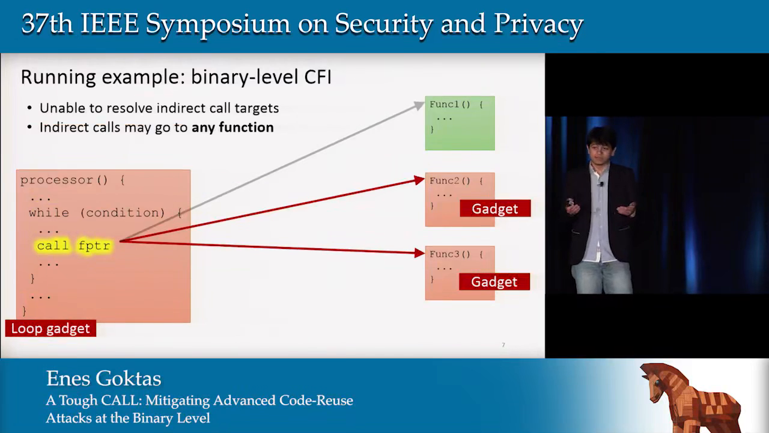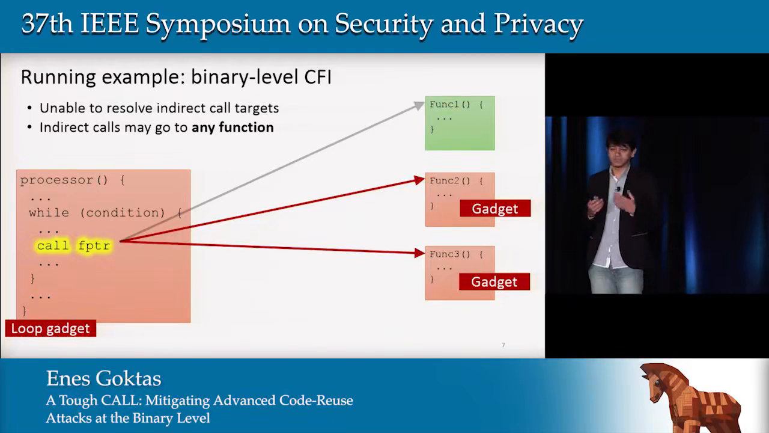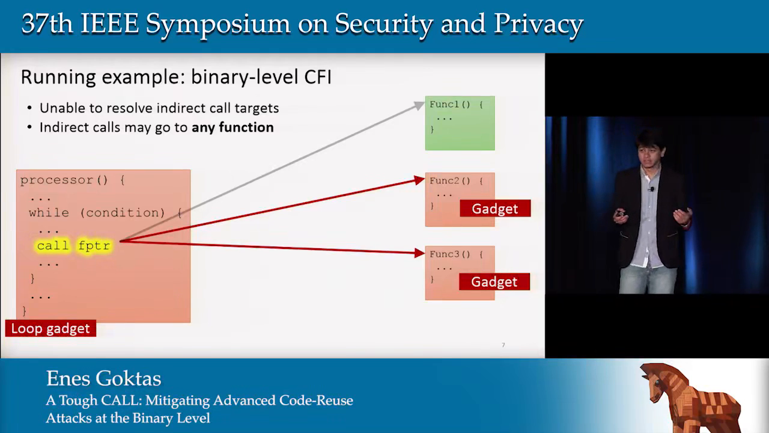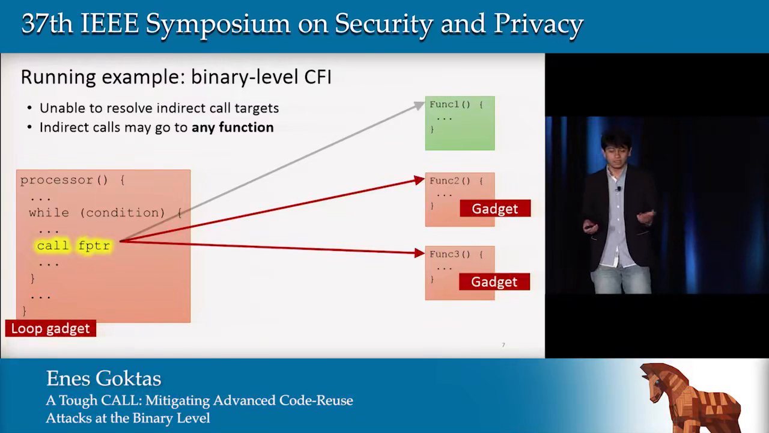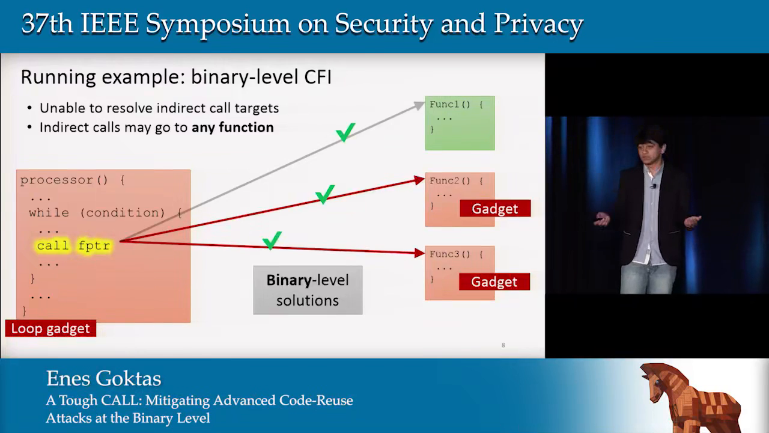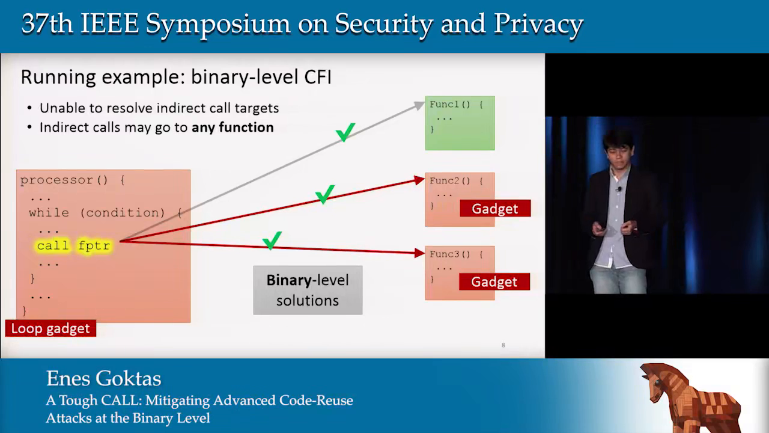However, binary level CFI solutions are unable to resolve the exact targets of this indirect call. They do raise the bar for attackers. The indirect call cannot go anywhere in the program, but to a limited set of targets, but to all functions in the end. And this allows attackers to still perform the advanced code reuse attacks. So it would allow this indirect call to go to all these functions.